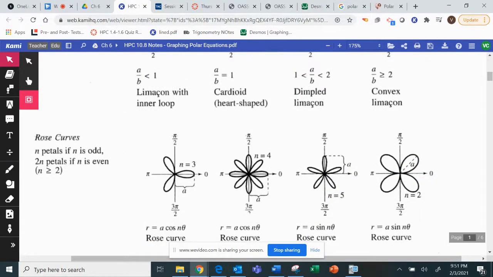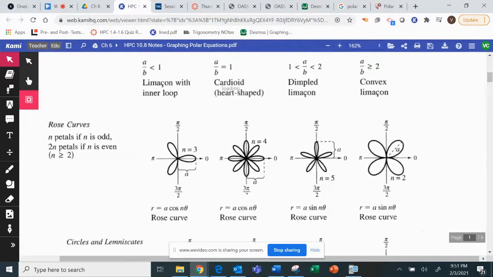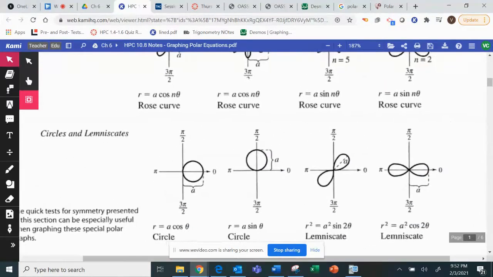There are curves called rose curves, and those would be the ones that look like flowers. We did quite a few of those. And what you should have self-discovered and discussed in the discussion board would be n petals if n is odd, and 2n petals if n is even, as long as n is greater than or equal to 2. And here we've got different pictures of the rose curves, and you can see the n value is in front of the theta, the multi-angle.